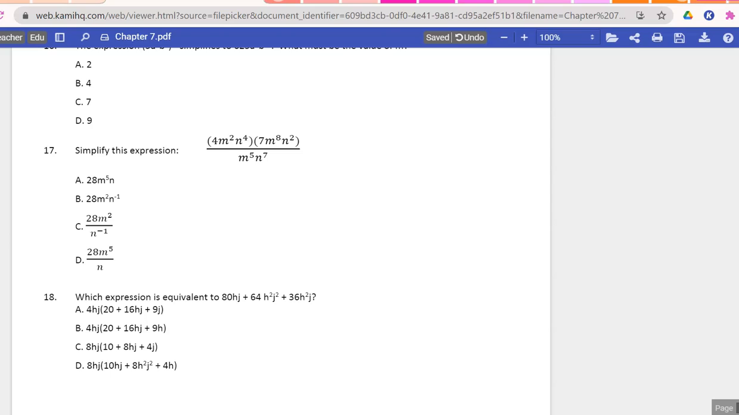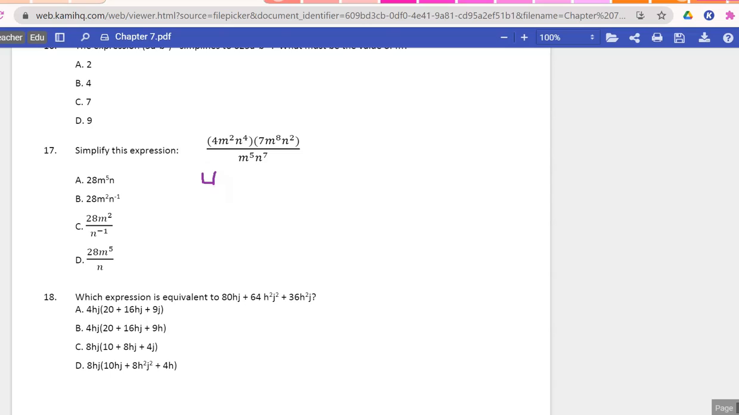17 is another exponent problem. They're just asking you to simplify here. So you have 4m squared n to the 4th times 7m to the 8th n squared over m to the 5th n to the 7th. We did ones that looked like this in class. My first suggestion would be get rid of those parentheses, split them up.